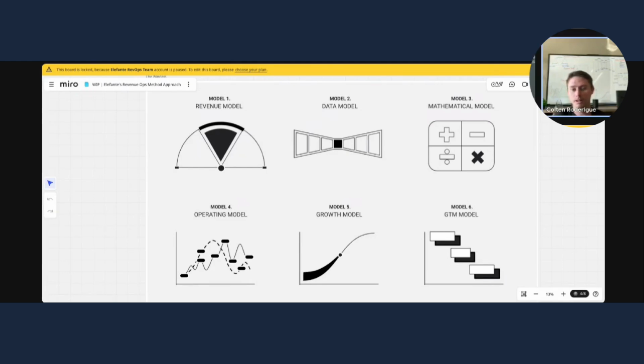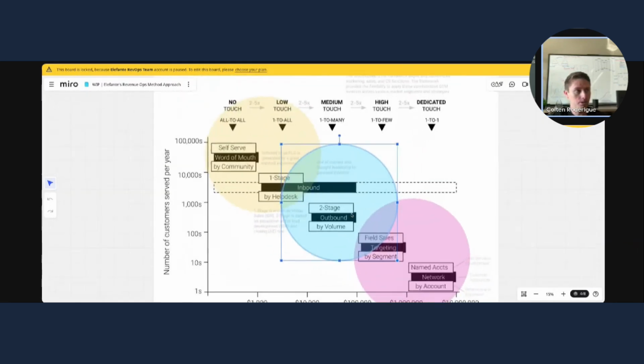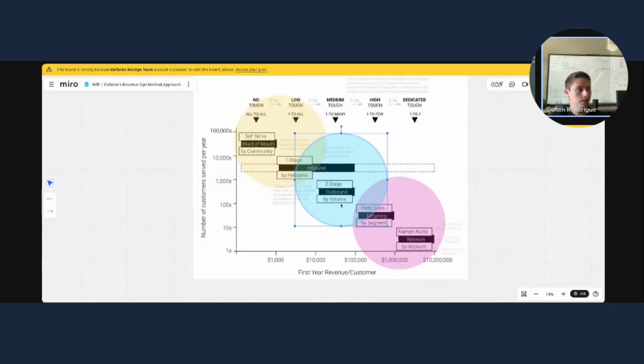Go-to-market is like, how do we take a business to market so that we can generate revenue, essentially? Like, what is the strategy? That's the question that we're trying to answer with the go-to-market model. So in the go-to-market model, we have an x-axis and y-axis.